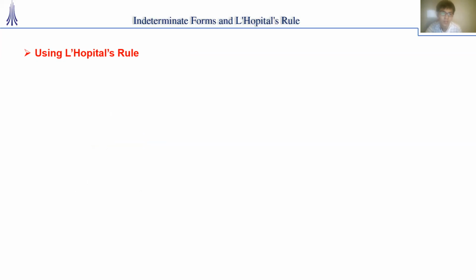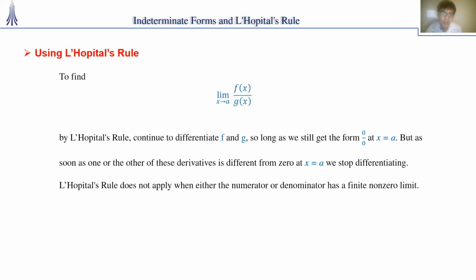Let's talk about the use of L'Hopital's rule. To find the limit as x approaches a of f of x over g of x by L'Hopital's rule, we continue to differentiate f and g so long as we still get the form 0 over 0 at x equal a. But as soon as one or the other of these derivatives is different from 0 at x equal a, we stop differentiating. L'Hopital's rule does not apply when either the numerator or denominator has a finite non-zero limit.